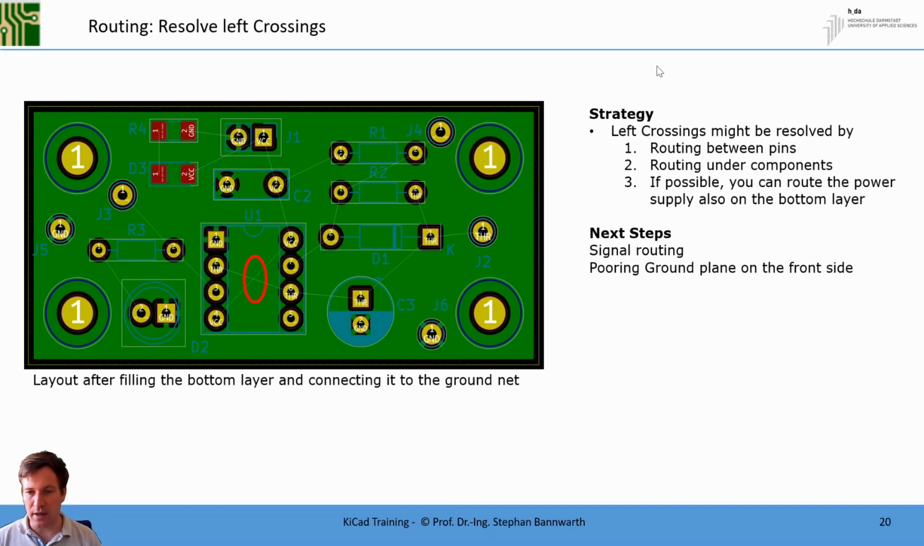So the next steps are signal routing on the front layer to get rid of all fly wires, and then pouring also a ground plane on the front side to fill up all the free areas and connect them also to ground.